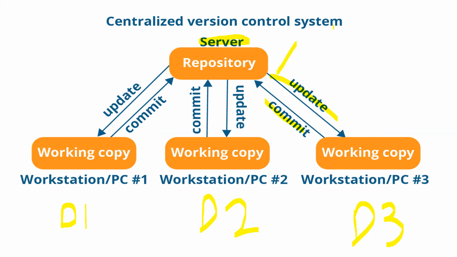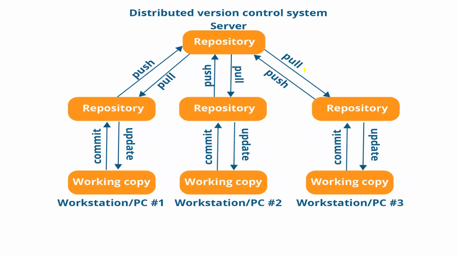So what if the central repository goes down? Then there would be no coordination between all the developers. So for this issue, we have a solution which is distributed version control system. In distributed version control system, we have a central repository, but we also have a repository on the local system as well. So basically, the developer D1 will have his own repository.